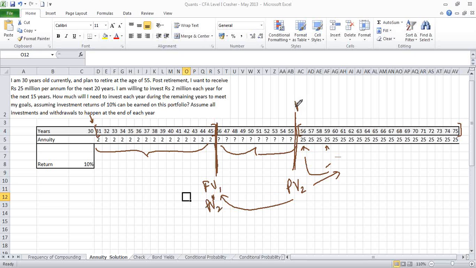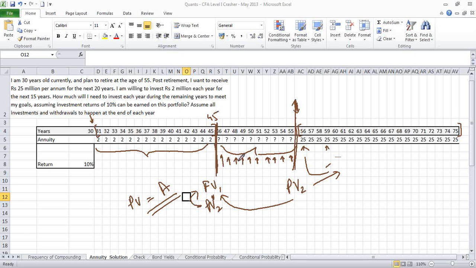Effectively, this is the present value of all these 25 million cash flows at the age of 55. I will discount it back to the age of 45. The difference of these two is what is supposed to be invested during these years. I can find the present value of this. The present value of this is what is the difference. Once the present value of this is given, we can solve for the annuity.